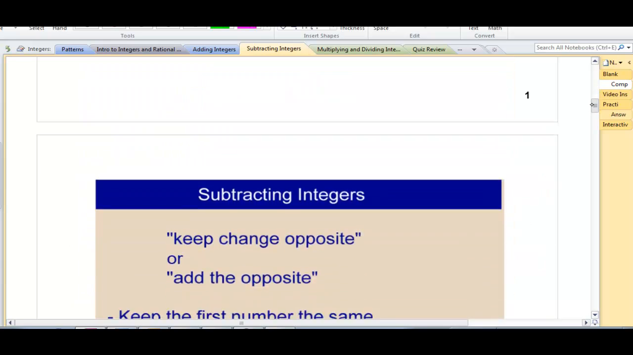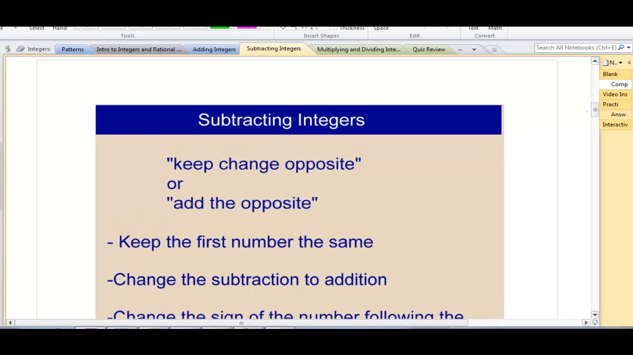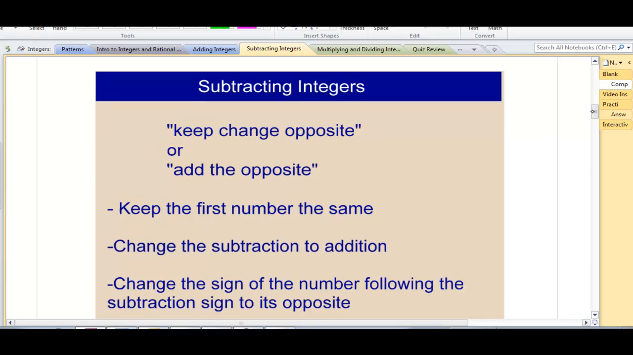Now that we've reviewed how to add integers, we're going to talk about subtracting integers. You may remember being taught phrases like keep, change, opposite, or add the opposite. Because with subtraction, you cannot actually subtract integers. You have to change all subtraction to addition. And the way you do that is you keep the first number the same. In other words, you don't change the sign of the first number.